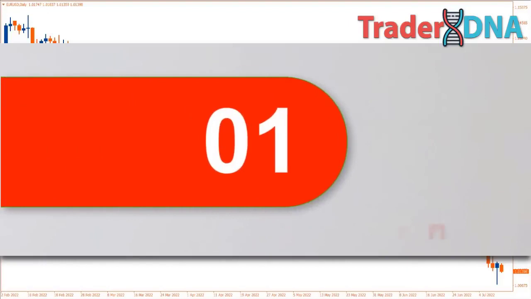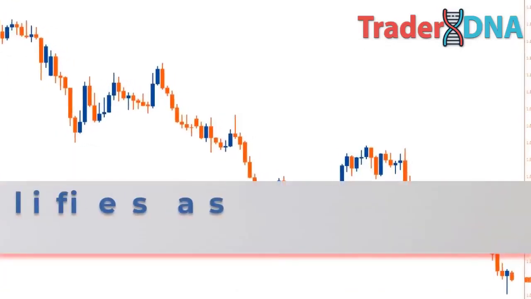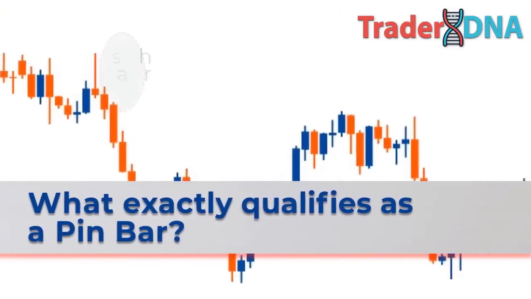Number 1. The pin bar reversal pattern. Let's begin with my favorite candlestick called a pin bar. Like most formations, these can form as either a bullish or bearish signal. So what exactly qualifies as a pin bar?